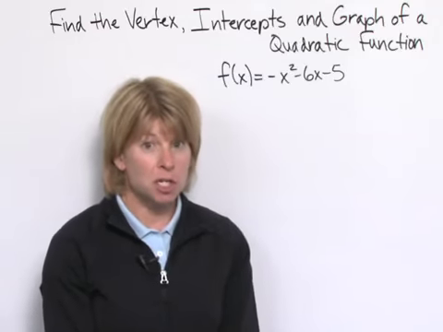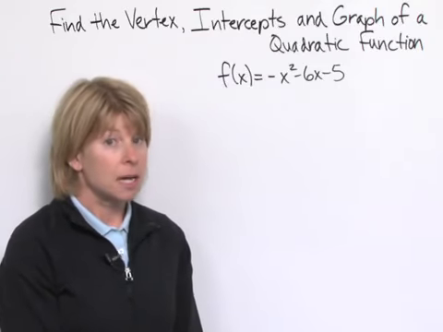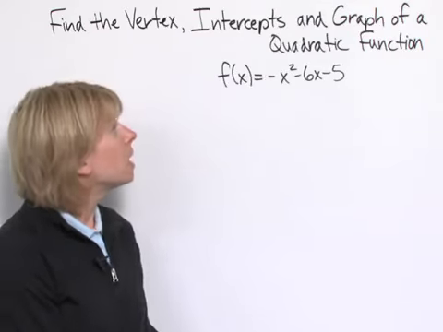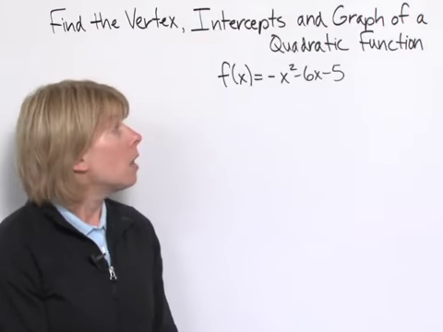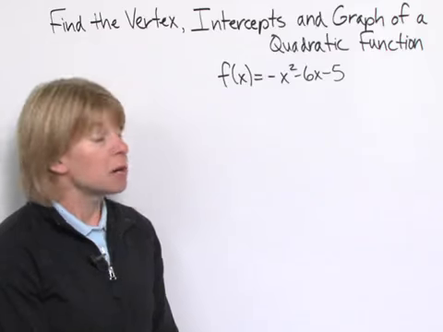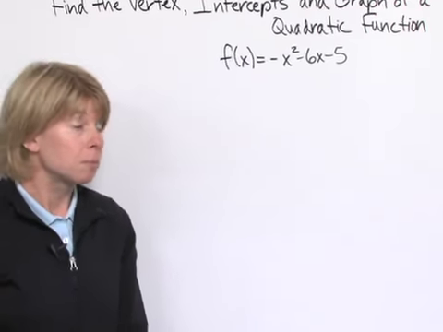So here's our quadratic function that we want to graph. f of x equals negative x squared minus 6x minus 5. Notice that it's in the form that the hint suggested. When the function is written in this form, we can find the vertex and the intercepts pretty easily.